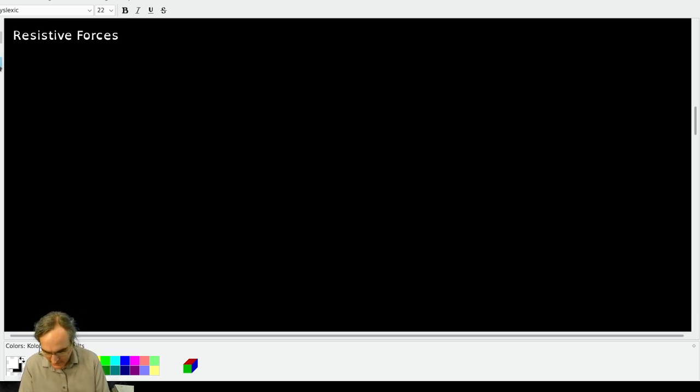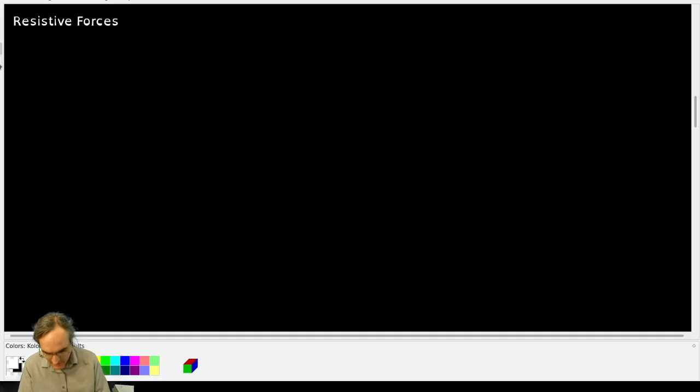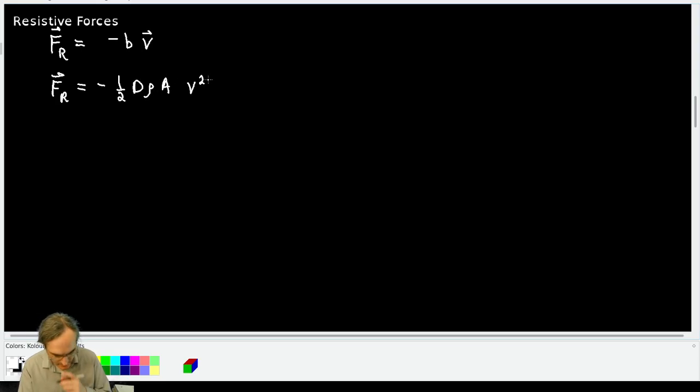Resistive forces. So in this chapter we're introducing two different types of resistive forces. One that follows just the velocity, and one that follows the velocity squared, or rather the speed squared. Both oppose motion, so as you try and push an object through a medium, it will resist it.